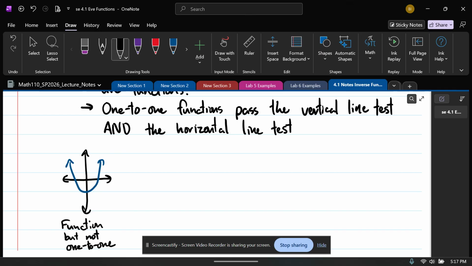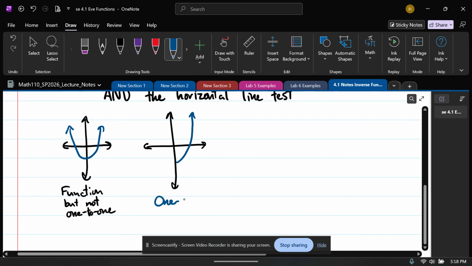All right, so passing the vertical line test, it does that, but it doesn't pass the horizontal line test, so it's not one-to-one. So that would mean that the inverse is not a function. Now, the next graph, I'm going to try to draw something very similar, but I'm only going to draw one side of the parabola. If you have one side of the parabola, then that does pass the horizontal line test and the vertical line test. So that is a one-to-one function.